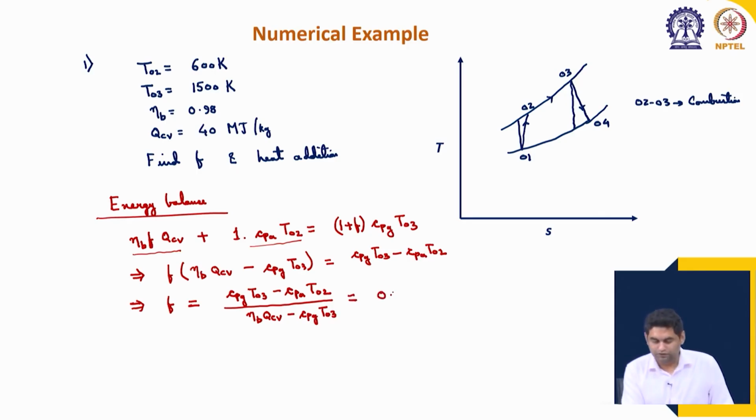If you put in the values, you get 0.0299. So, this is the fuel air ratio, around 0.03, which is actually quite high for a typical gas turbine. This comes to around 1 to 33.33, which is considerably higher than what would be used for a very lean mixture. So, the heat addition also can be calculated.